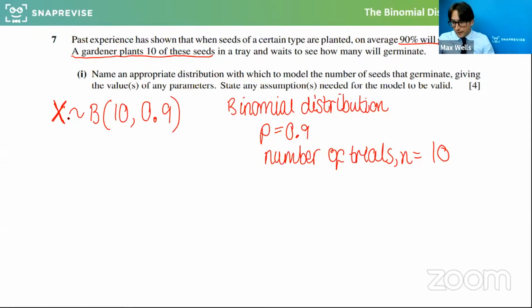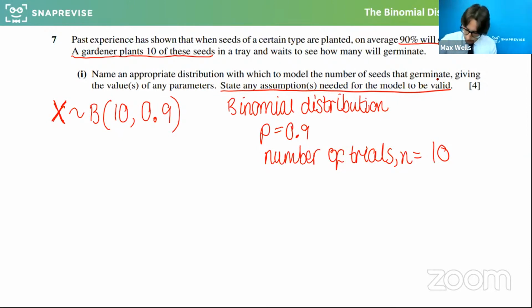X is the variable. X is the thing that could change, and we're going to try and work out probabilities of. And the other thing it did actually say, because it was 4 marks, is state any assumptions needed for this model to be valid. So I'm saying it's a binomial model, but I've assumed some things by doing that.